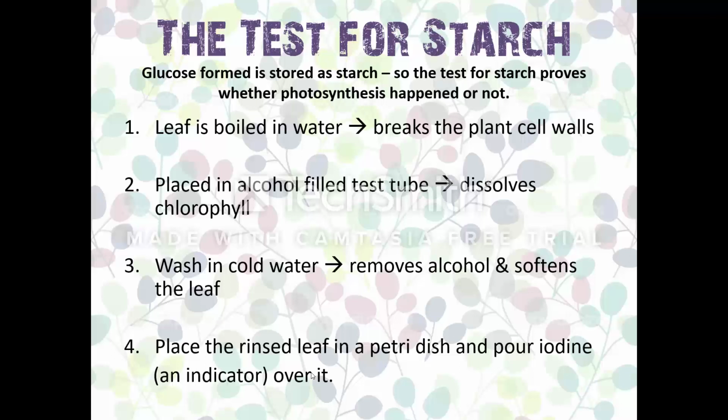Right, so if I'm going to test for starch, I know that I'm testing for the stored form of glucose. I'm first going to take a leaf. Remember, a leaf is where the chlorophyll is contained. I'm going to take that leaf, I'm going to boil it in water. When you boil the leaf, you are breaking down the cell wall. Remember that a plant cell has cell walls, and cell walls are not permeable.